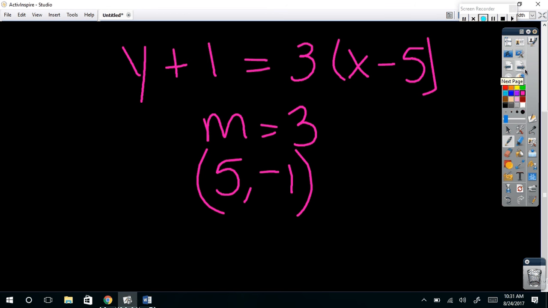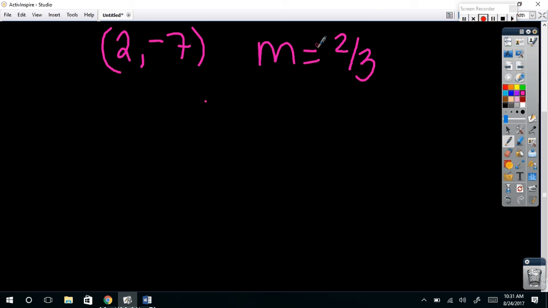Want to do one more? Okay. You try this one on your own. Give me the equation of a line that goes through the point (2, -7) and has a slope of -2/3. Do this one on your own. See if you can do it.